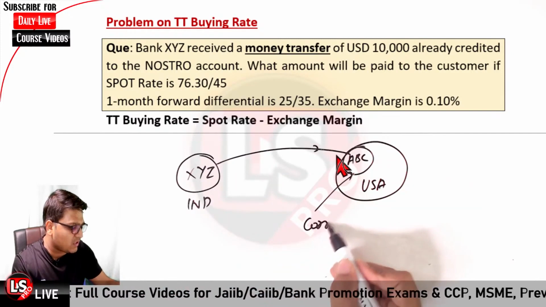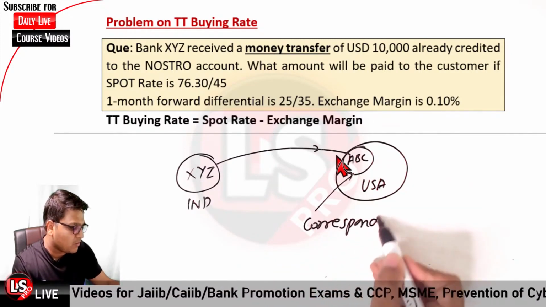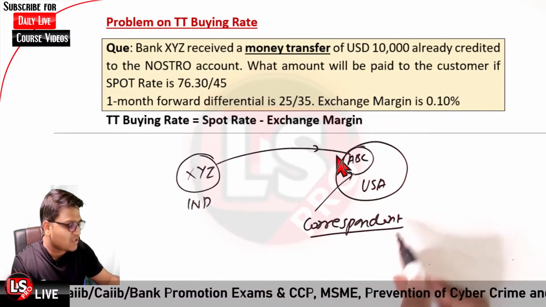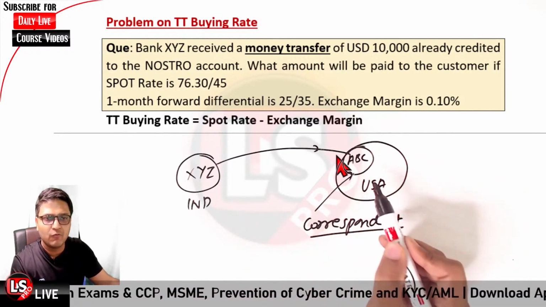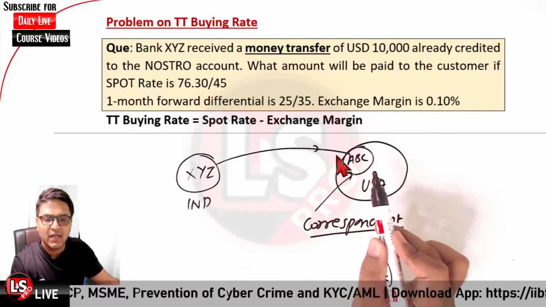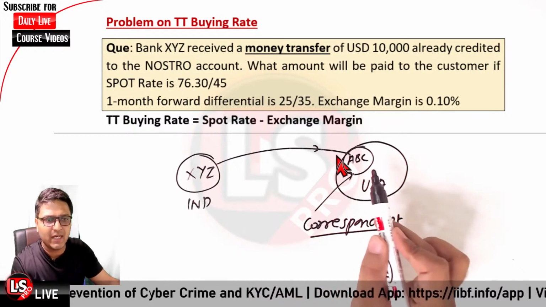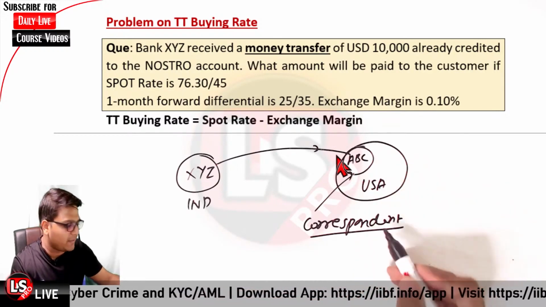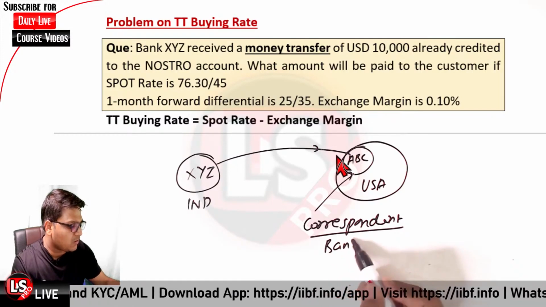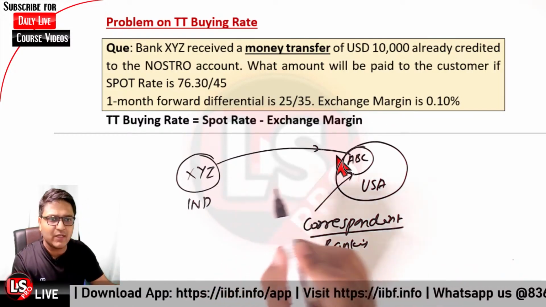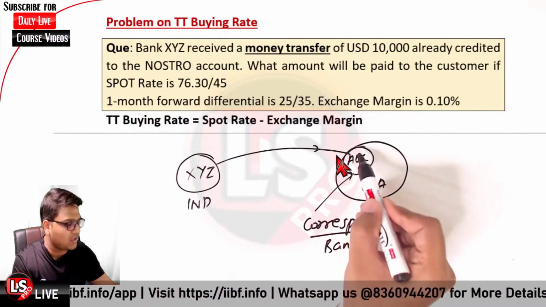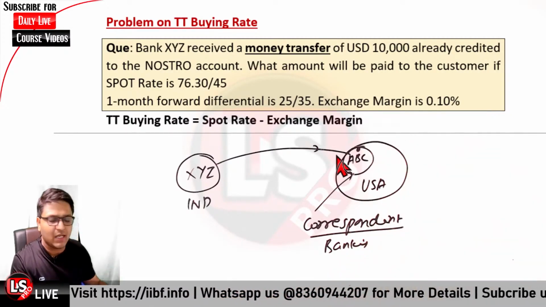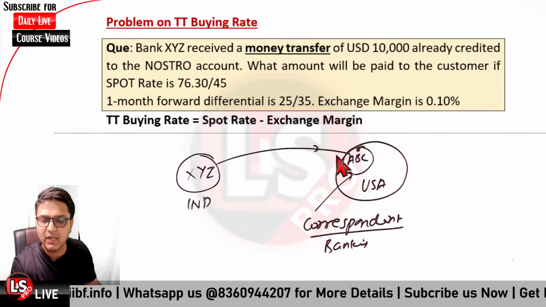ABC is working in the capacity of the correspondent bank. It means all the transactions related to the XYZ bank in the USA will be dealt by ABC bank, as a correspondent bank. So it is in the capacity of correspondent banking. In this case XYZ bank will be maintaining a nostro account in the ABC bank. What does it mean by the nostro account?